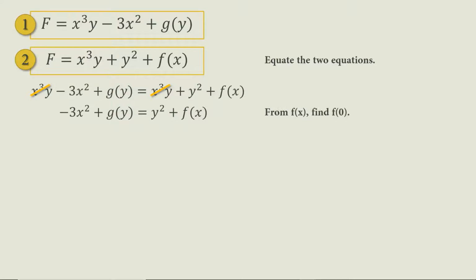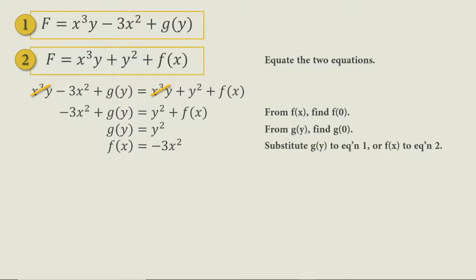And from f of x, we have to find the function of 0. So, lahat ng x variable natin dyan, we have to substitute 0 on that. Yung matitira sa ating equation will be g of y is equal to y squared. And from the g of y, we have to find the g of 0 from this equation. Ito din yung pagkukunan natin. So, yung matitira will be f of x is equal to negative 3x squared.